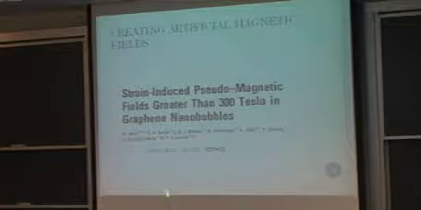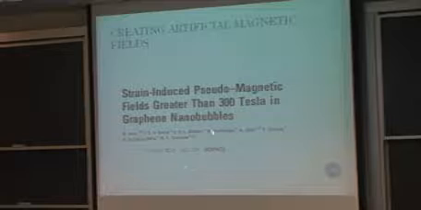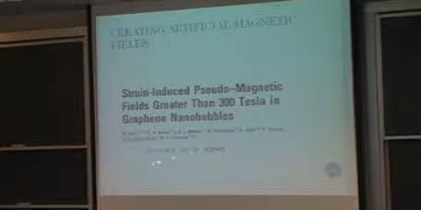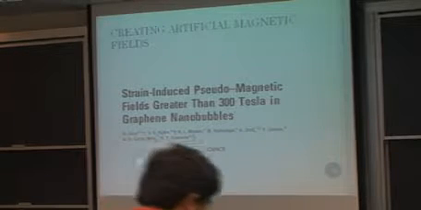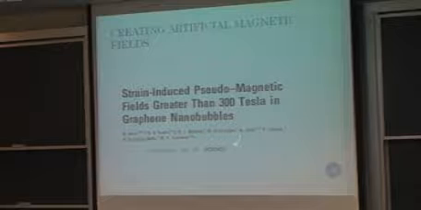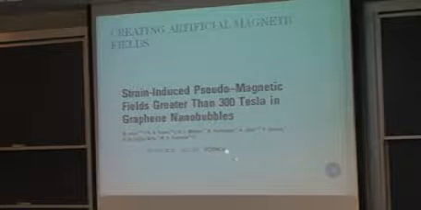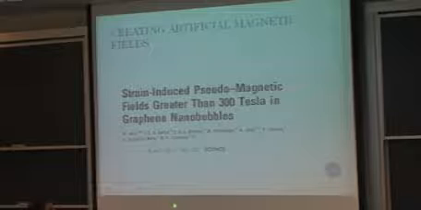Lastly, what I'm going to talk about is the realization of this. An interesting paper came out last year where they were able to perform an experiment in which they applied strain on graphene, and they determined that the magnetic fields generated are of very high magnitudes. You cannot have a real magnetic field like this, but this is a magnetic field that is caused by this strain.